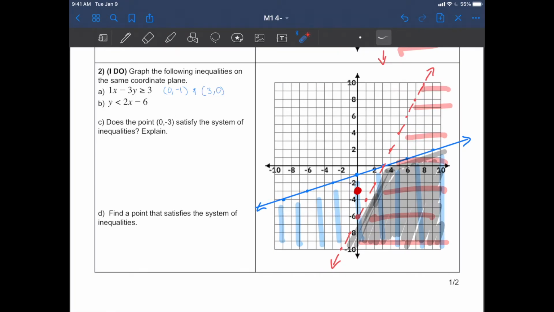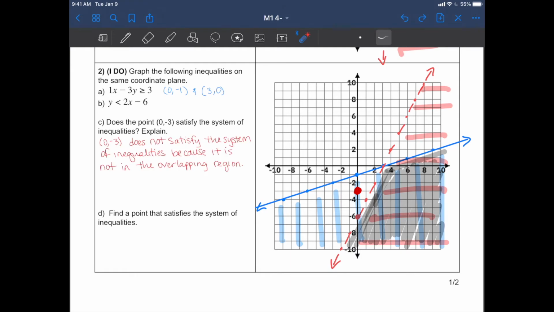Okay, so here we have two questions. Part C says, does the point 0, -3 satisfy the system of inequalities? Well, in order to satisfy a system of inequalities, it has to appear in the overlapping region. Here's 0, -3, and since it does not appear in the overlapping region here, it is not a point that satisfies the system. In fact, it only satisfies the inequality x minus 3y is greater than or equal to 3 because that's the blue line that I drew.